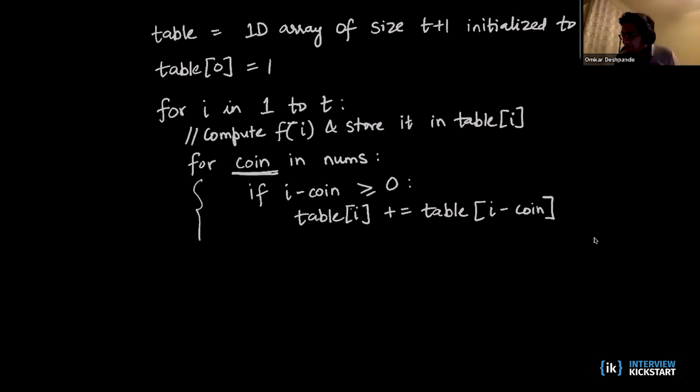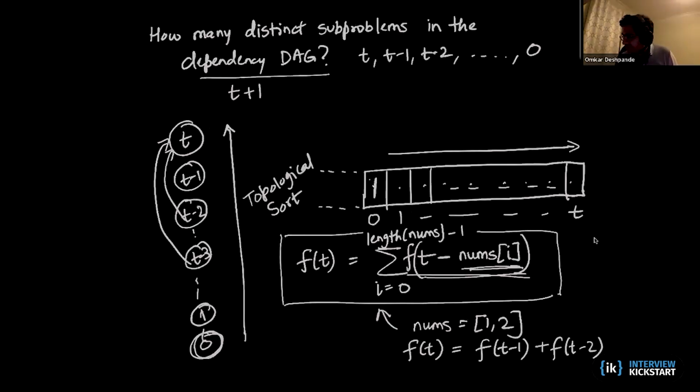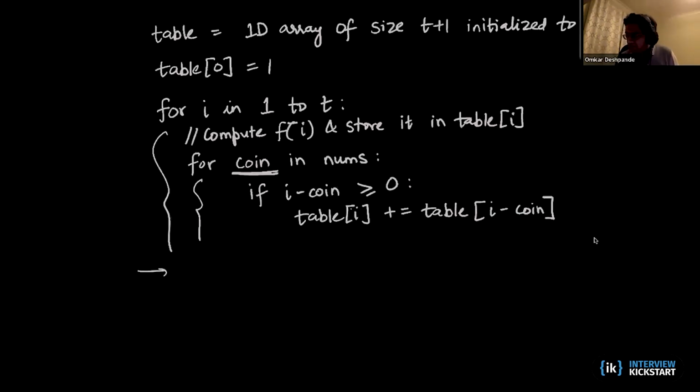And once the outer loop runs t times, the final value is going to be sitting over here. So we will just return table of t.